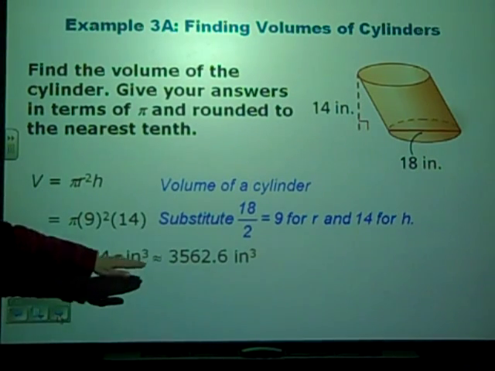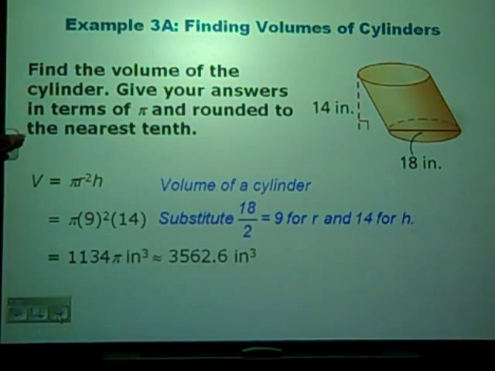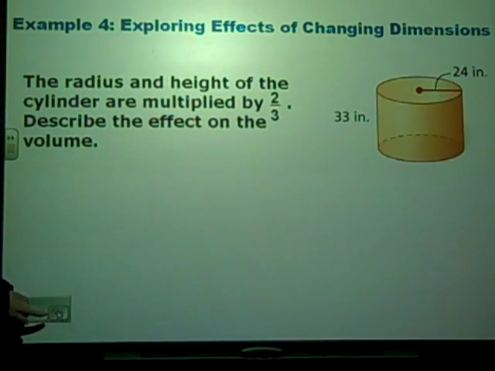So an exact answer and an approximation, and you were asked for both. So make sure you get both. So just a little, 2 things to watch out for. Make sure you use radius instead of diameter, and make sure your height is perpendicular to your base.